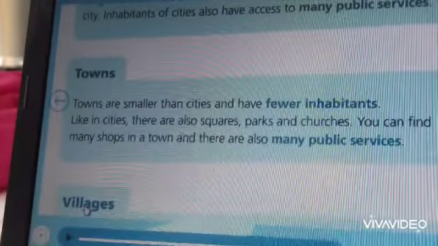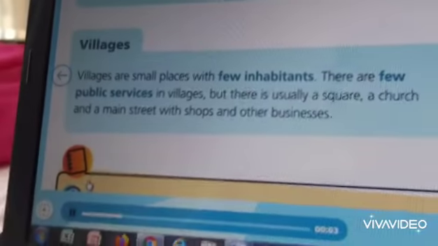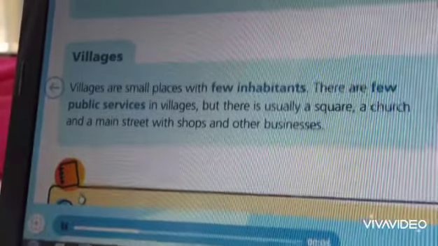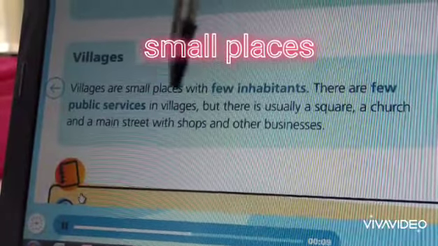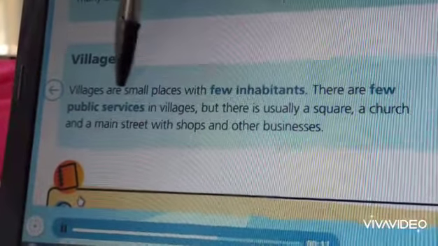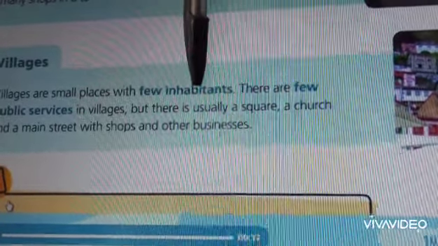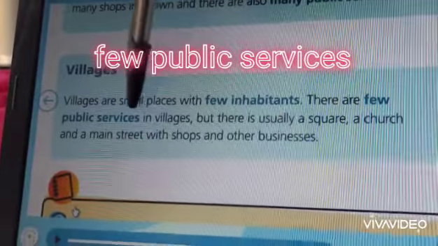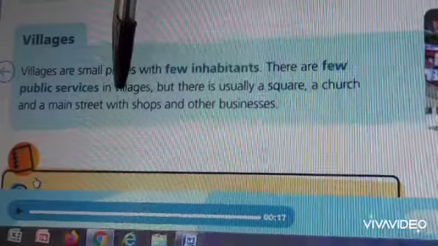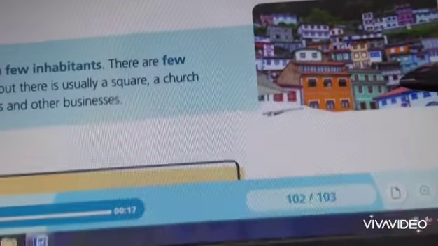And then if you go to villages, here you have a photo. You can find that villages are small places. They are not large or big areas. They are small places. They have few inhabitants. Not many people are living there. They also have few public services. And, of course, you can find in the photo a church, a little square.